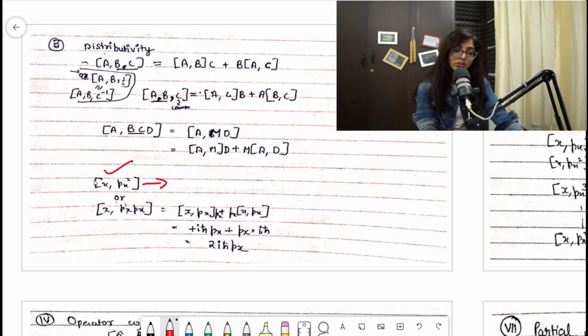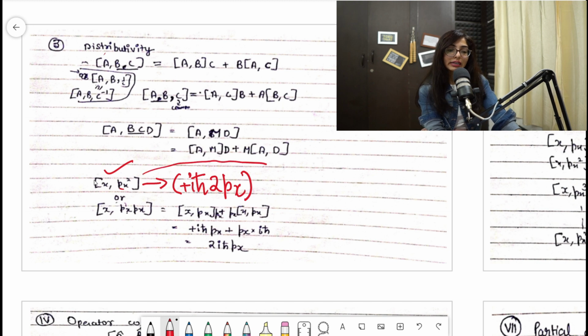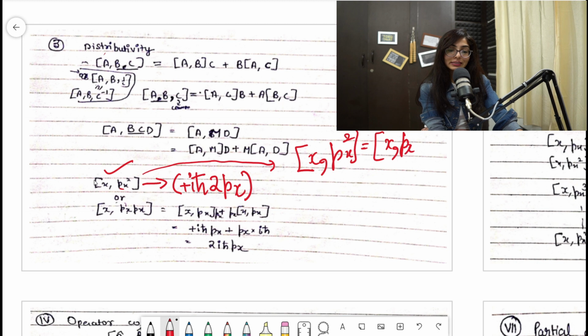Suppose I'm taking x comma px square. I told you that if px is at a later stage, that will become plus ih cut, and px will be differentiated because it is having power, so it is 2px. Clear? So guys, I can also write it like this: x comma px square can be written as x comma px dot px. Fine. So let's do it according to our identity, what we have learnt.